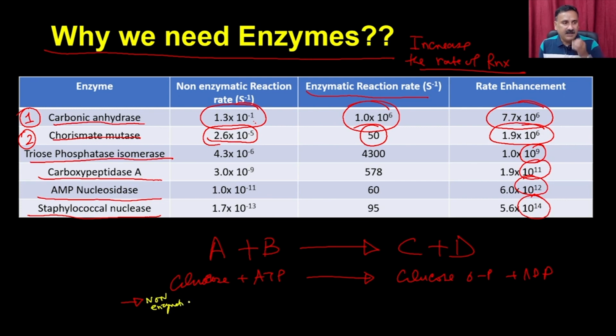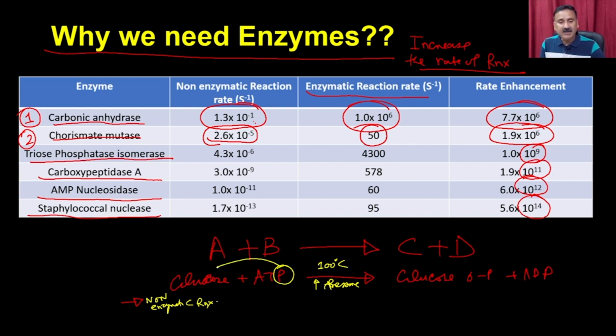Now, if I have to perform this reaction under the non-enzymatic conditions, what we'll have to do is heat these reactions at 100 degrees Celsius. I have to increase the atmospheric pressure, right? I have to increase the pressure so that the conditions are more and more aggressive. Only then is the ATP going to give up the phosphate, and only then is the phosphate going to be transferred onto the glucose.